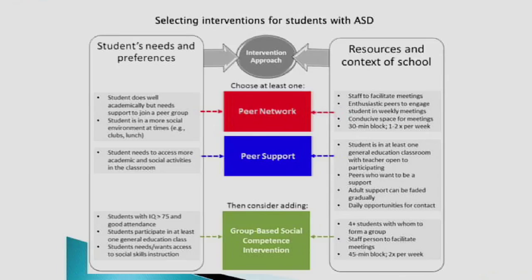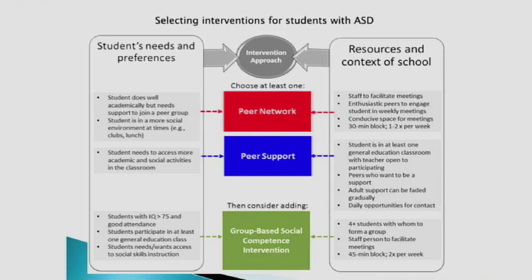So we have our intervention approach in the middle: peer networks, peer supports, and SCIH. Then we have the students' needs on the left, and of course the resources and context of the school on the right. For our peer network, we want the child to do well academically, but maybe need support to join a peer group. The student is in a more social environment at times, so we want the student to have access to a lunch or a club or things like that, and that's a perfect place for a peer network.